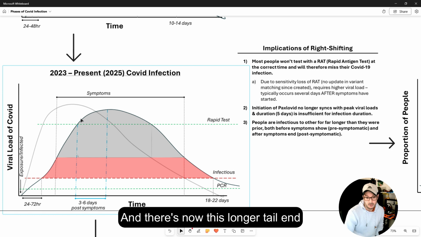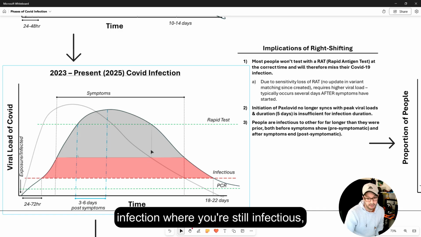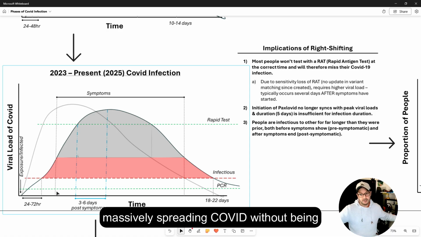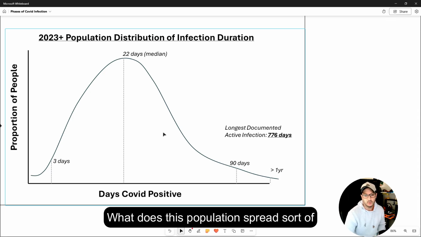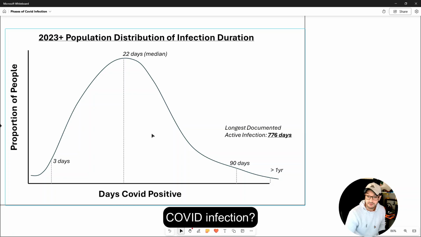And there's now this longer tail end of post-symptomatic infection where you're still infectious, and then a pre-symptomatic period where you're infectious. So people are just massively spreading COVID without being aware of it. So I mentioned those 22 days. What does this population spread look like right now for the duration of a COVID infection?